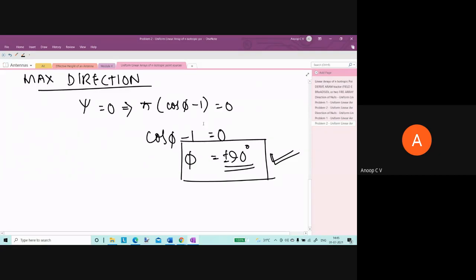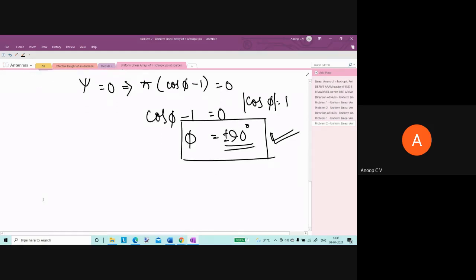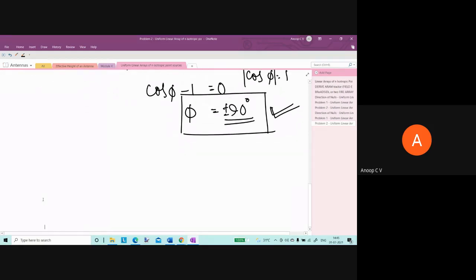Or else if you write it, cos phi will be 1, and maybe you can take mode of cos phi is 1. So phi will be plus or minus 90 degree, right? Mode of cos phi is 1, plus or minus 90 degree we'll get. That is for end fire array. Maximum direction plus or minus 90 degree.